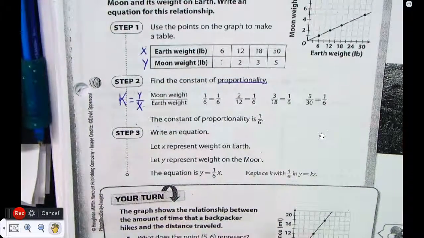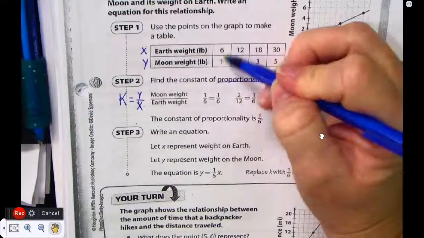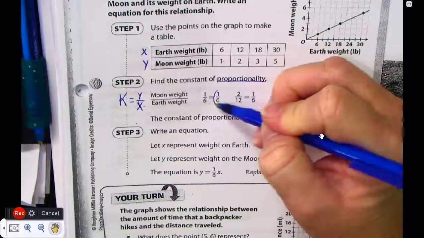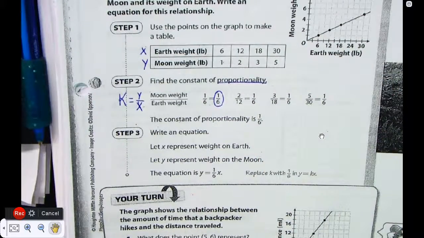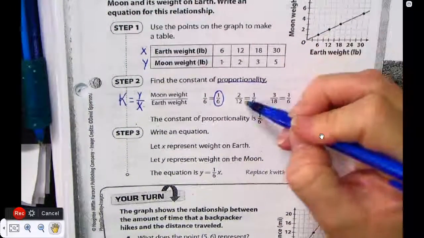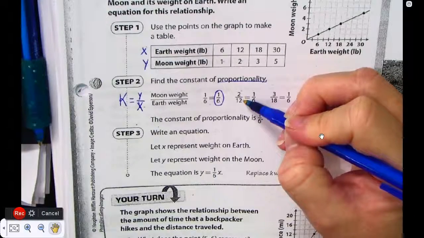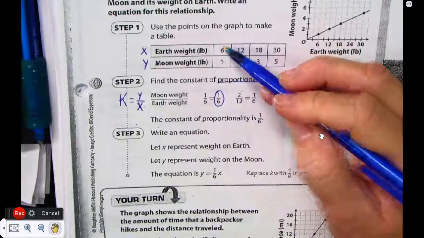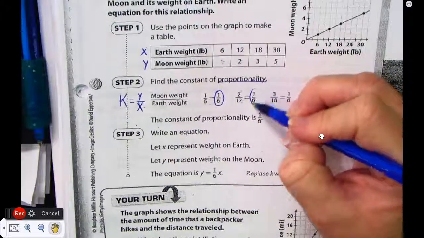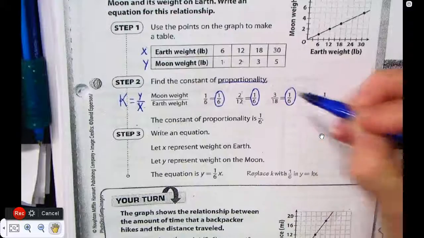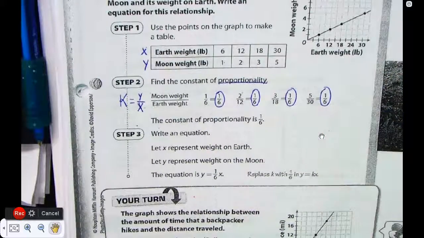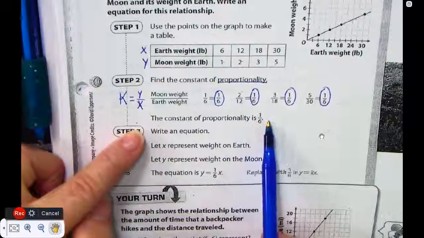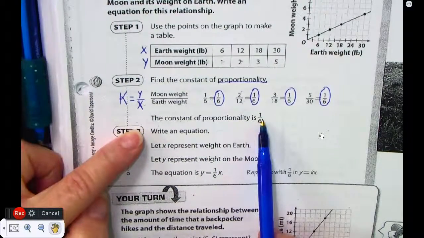Okay? So up here, we're dividing 1 by 6, and 1/6 is reduced. I don't know why they wrote it again, but anyway. And then 2 divided by 12, it's not always the bigger number on top. You're dividing the Y by the X. So 2 divided by 12 reduces to 1/6, reduces to 1/6. So the constant of proportionality is 1/6. That's your K.